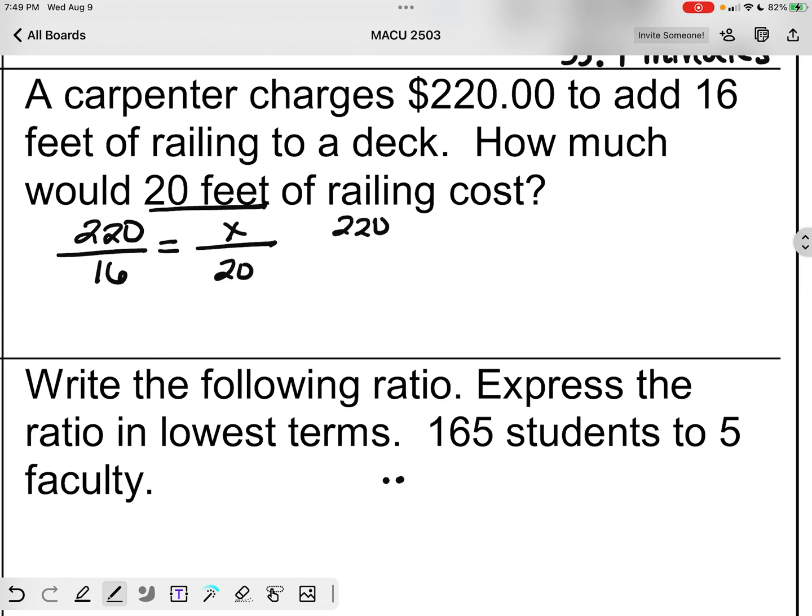Our cross product would be 220 times 20 is equal to 16 times x. Again, solving for x, dividing both sides by 16. How much money are you going to spend? You are going to spend $275.